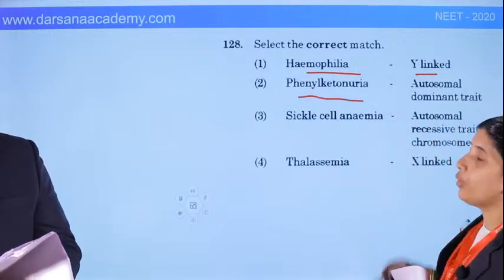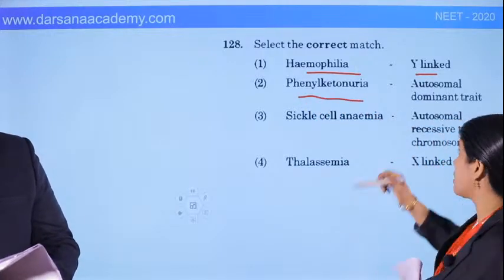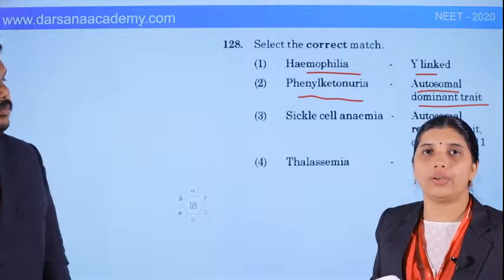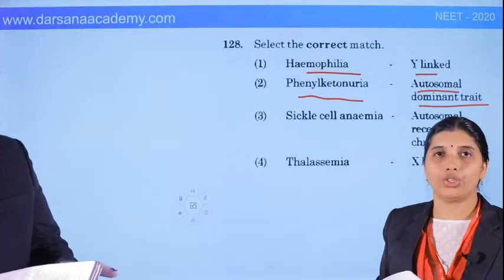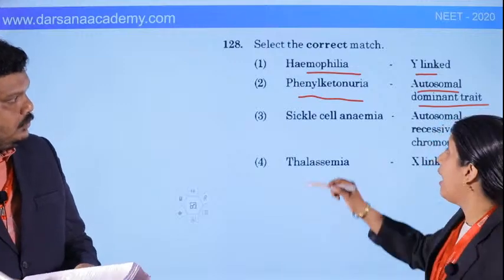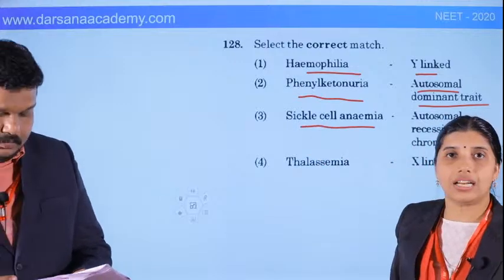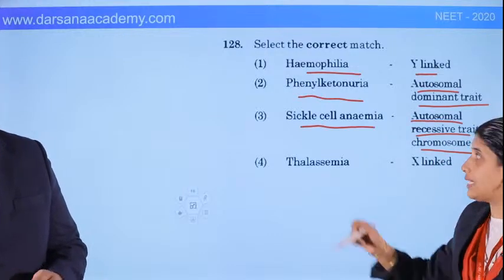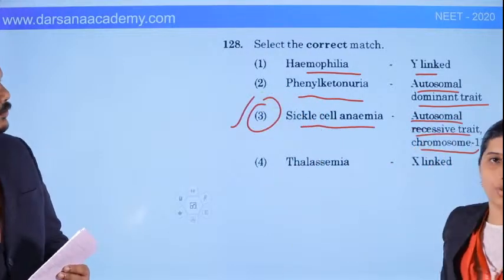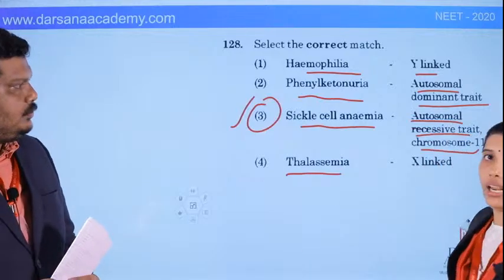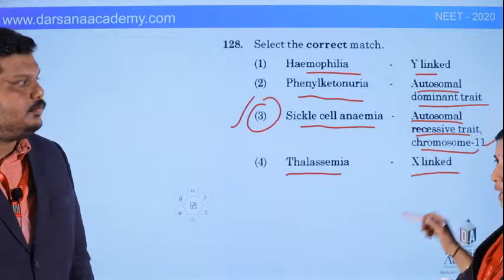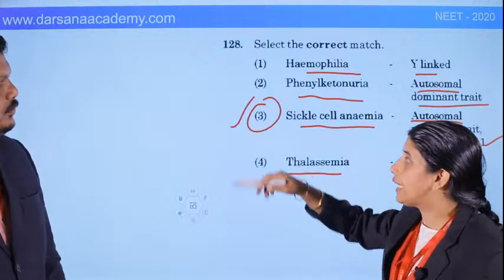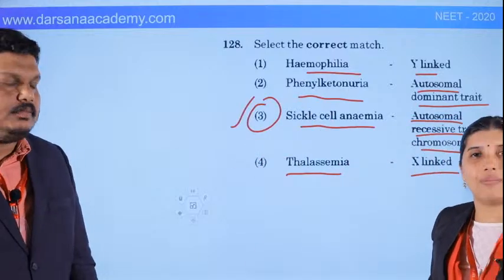And phenylketonuria, we know that phenylketonuria is autosomal recessive, not autosomal dominant. In the NCERT, only one autosomal dominant disorder is given, that is myotonic dystrophy. And what about sickle cell anemia? We know that sickle cell anemia is autosomal recessive, chromosome number 11. Yes, that's the correct answer for this question. And what about thalassemia? We know that alpha and beta thalassemia are not X-linked, they are autosomal recessive. What's the answer for question number 128? 3 is the correct answer for question number 128.